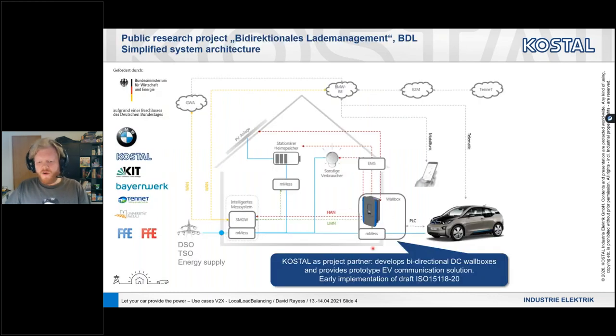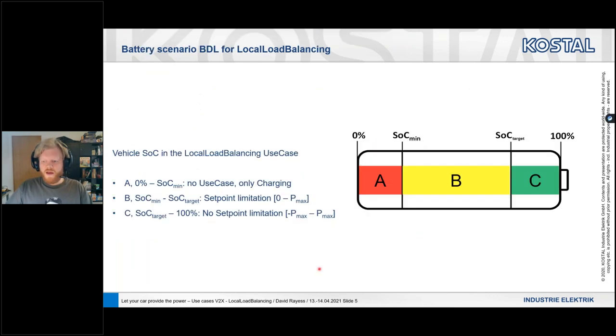In the overall system, the wall box forms a connection between the vehicle and the house. Among other things, it regulates the use of solar energy for charging the vehicle in the local load balancing mode. In the local load balancing scenario, the vehicle battery is divided into three areas, A, B, and C, limited by minimum SOC and target SOC. Within area A, charging takes place at maximum power. Area B disables the discharging of the vehicle, and in area C, the vehicle can also be discharged.